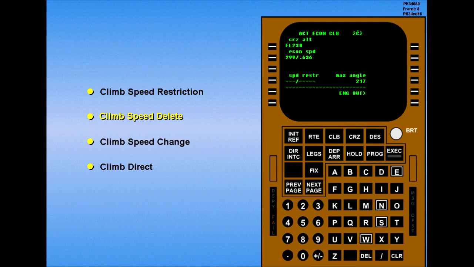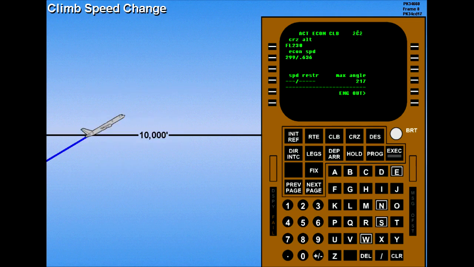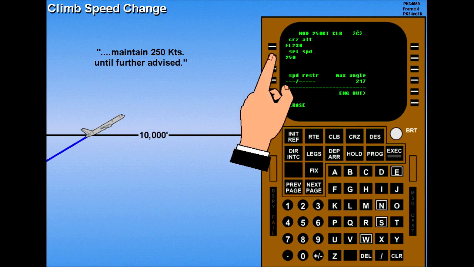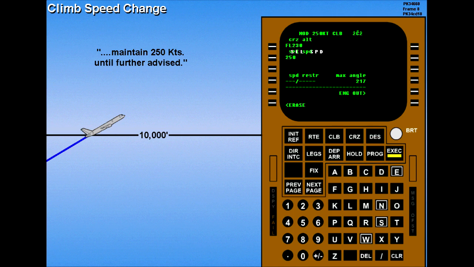The next operation is a climb speed change. In this situation, ATC directs you to maintain 250 knots until further advised. To satisfy the clearance, enter the restricted airspeed in the scratch pad, then select it into the economy speed line, which will change to selected speed.